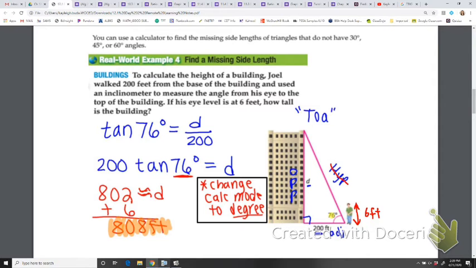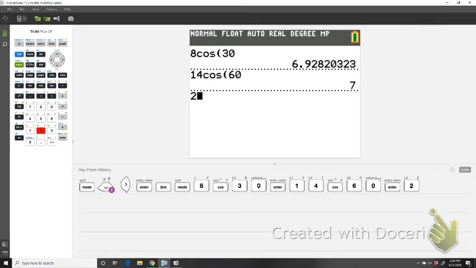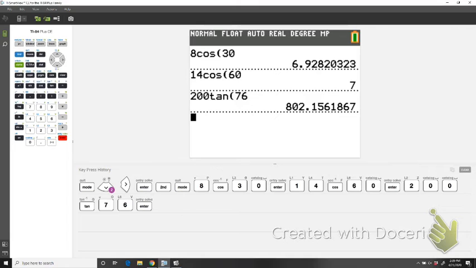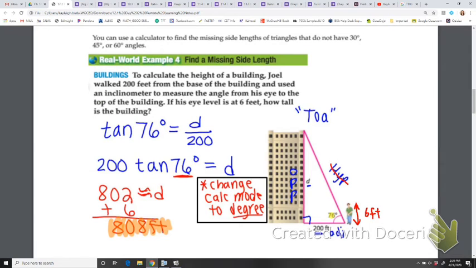If you type that into your calculator, 200 times tangent of 76, you get this decimal. We're going to round it to the nearest whole here, so that's 802. And since he was 6 feet tall, we have to take into account that he was holding this measure at eye level. So we need to add 6 feet on this one. So the height of the building is 808 feet.